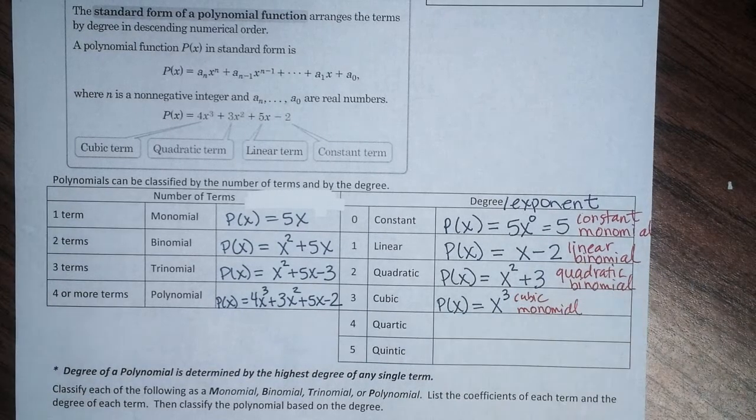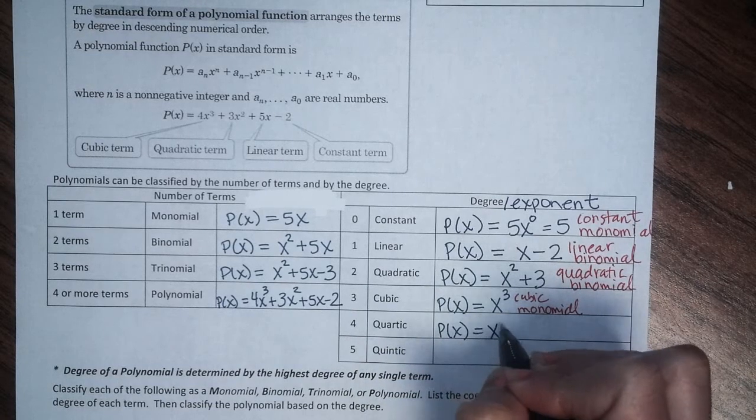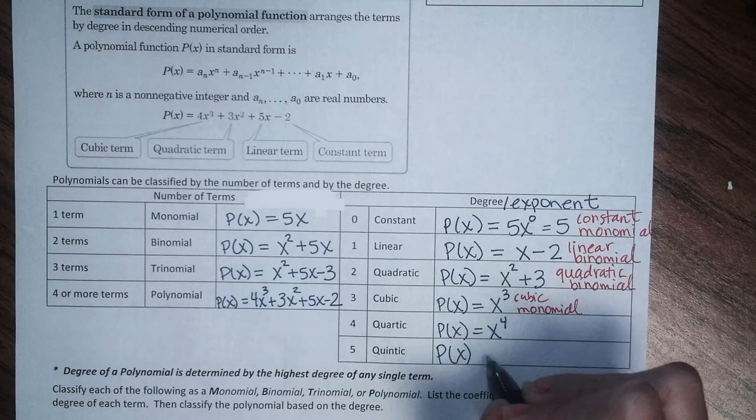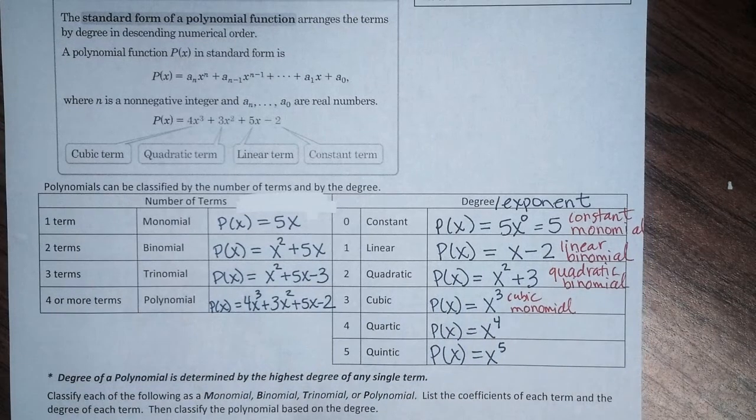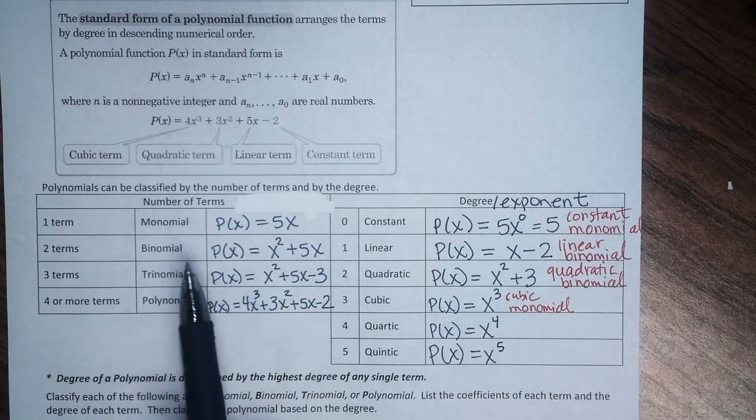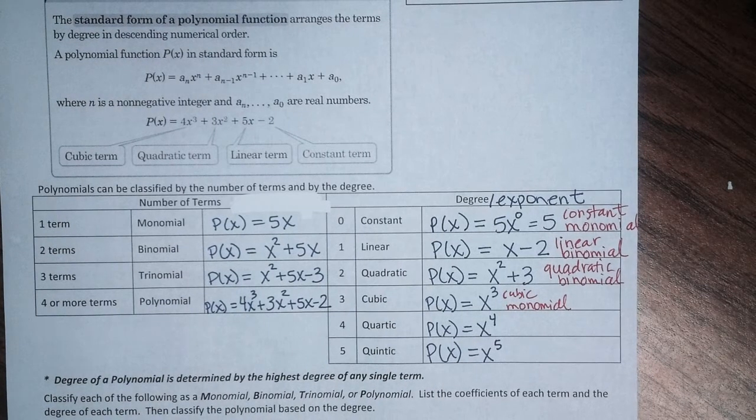Next, let's do a quartic. Quartic means it's just going to be x to the fourth. And finally, quintic. So these are the ones you have to know, the names. Constant, linear, quadratic, cubic, quartic, quintic, and then monomial, binomial, trinomial, polynomial. So those are the ones you have to know for the test.